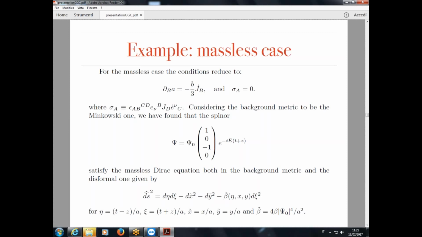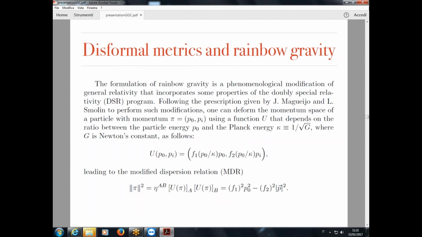That was really nice. But for the massive case, we don't have examples. It would be really difficult to find a solution for that. As another application, we apply the formalism using these formal operators to explain something about rainbow gravity. Rainbow gravity was a phenomenological approach to quantum gravity where you have a modified dispersion relation, changing the momentum space.